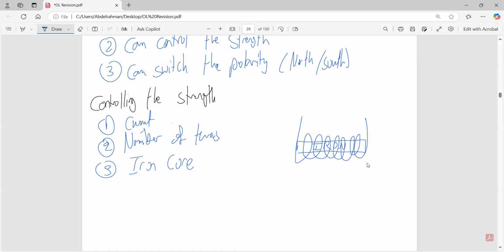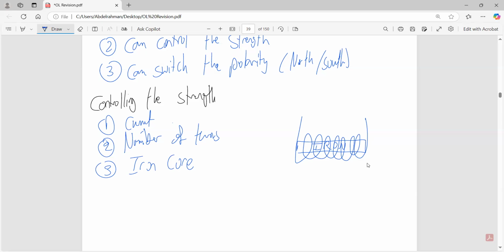Can I use a steel core? No, you cannot use a steel core. Why? Because if you use the steel core, it would be magnetized. It would be a permanent magnet. So basically, you cannot switch off the magnetic field. You wouldn't be able to reverse the magnetic field. Sometimes you wouldn't be able to control the strength.